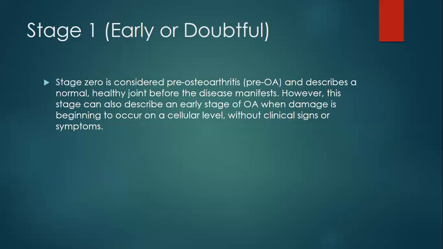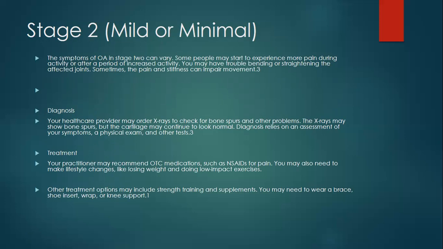Okay, so stage 1 is written as stage 0. I'm so sorry for that, but it is considered to be stage 1, where osteoarthritis can be doubtful. There is no proper diagnosis of the same. Stage 2 comes when it is mild or minimal. A doctor can ask the patient to go for an X-ray for any bone spurs or other problems.